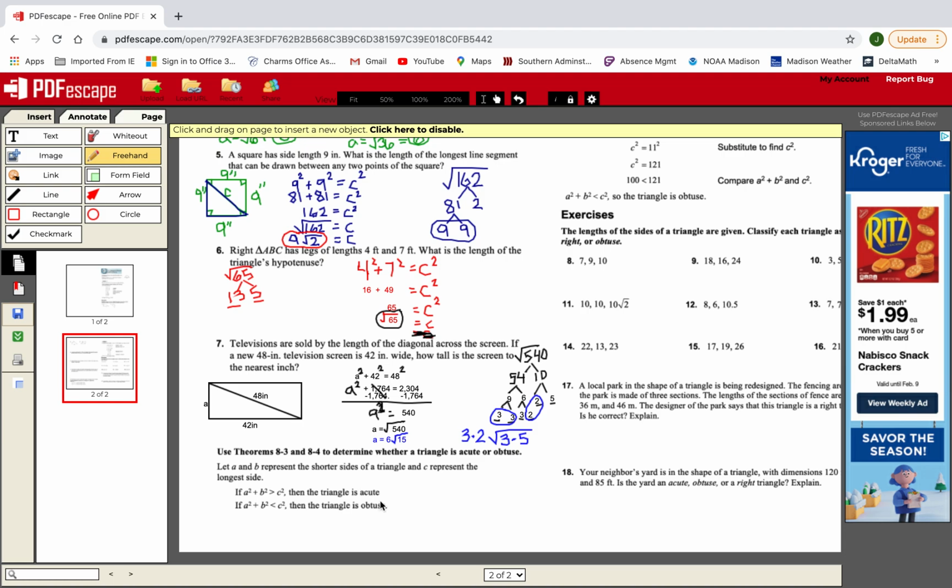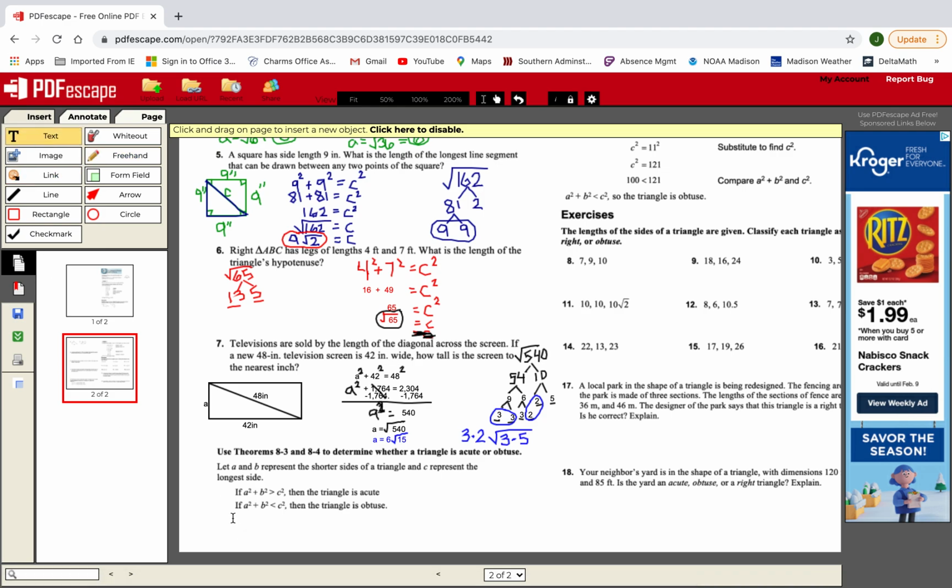So this says, using theorems 8.3 and 8.4 to determine whether a triangle is acute or obtuse. Let A and B represent the shorter sides of a triangle, and C represent the longer side. If a squared plus b squared ends up being greater than c squared, then the triangle is acute. If a squared plus b squared ends up being less than c squared, then the triangle is obtuse. And then, of course, if a squared plus b squared is equal to c squared, then the triangle is right. Let's add that here because I want to make sure that that's clear to everybody.